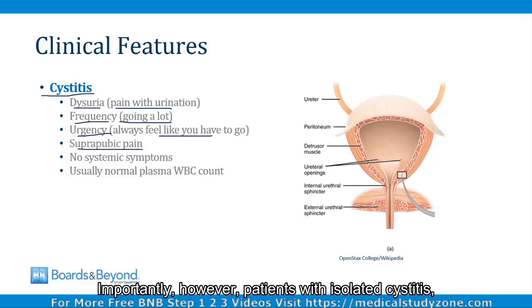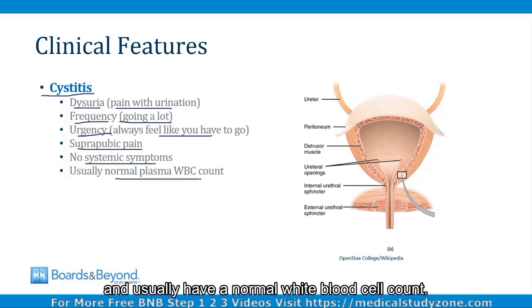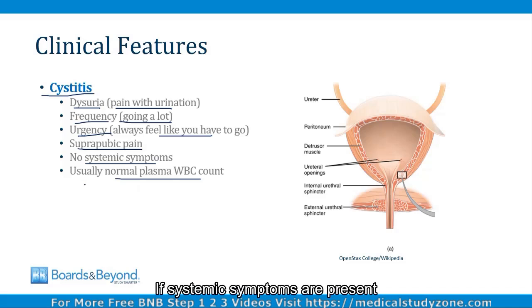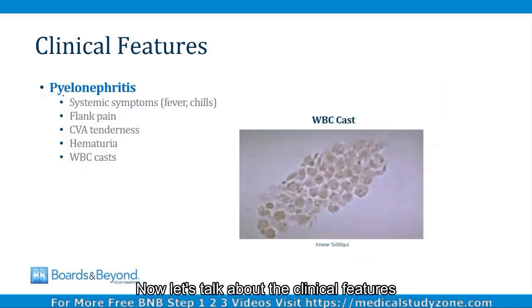Importantly, however, patients with isolated cystitis, meaning isolated infections of the bladder that do not involve the kidneys, usually have no systemic symptoms and usually have a normal white blood cell count. If systemic symptoms are present or if the white blood cell count is elevated, this suggests that the diagnosis is pyelonephritis. Now let's talk about the clinical features of pyelonephritis.